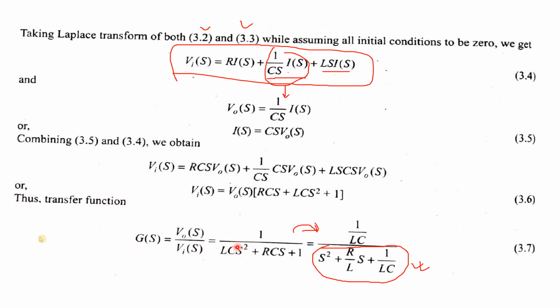Since we have to take S square alone, whatever is with S square, we will divide by that particular variable, that means LCS square. So we will divide numerator and denominator by 1 by LC. After dividing, we are replacing this equation as 1 by LC in the numerator, divided by S square plus R by L into S plus 1 by LC.